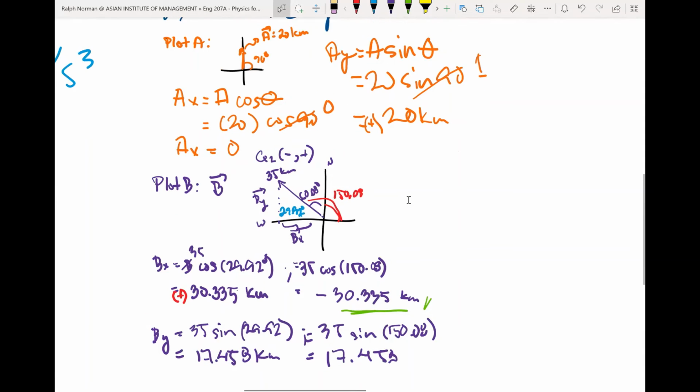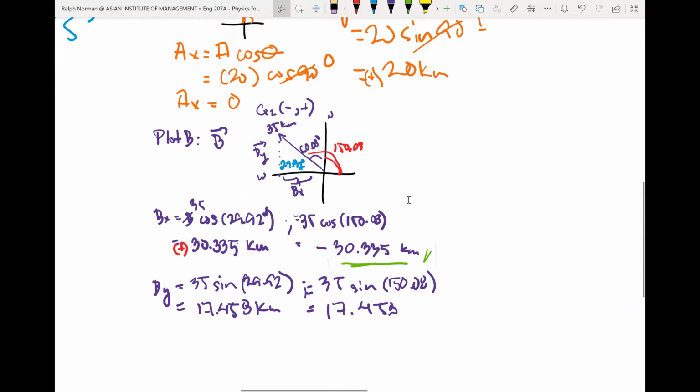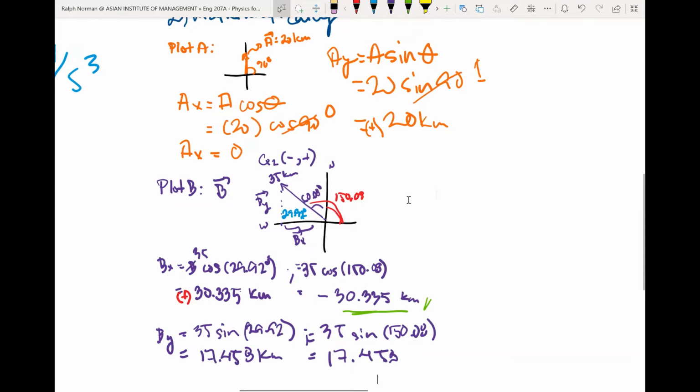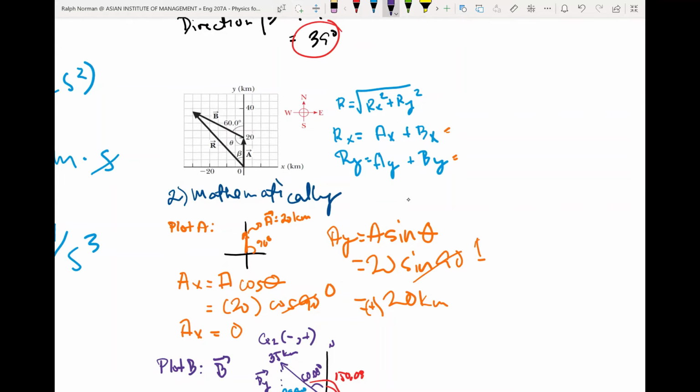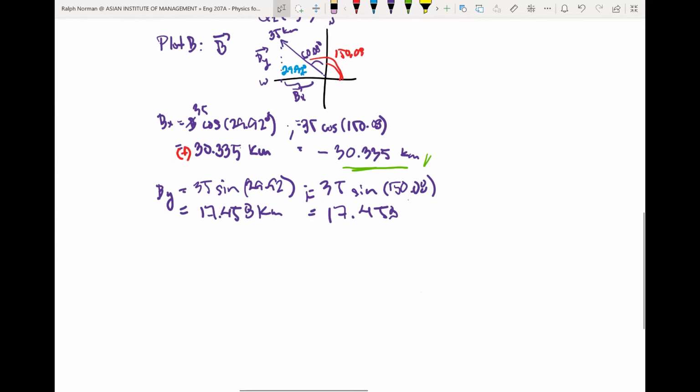Okay, so what now? We already have your x and y component ng A. We already have your x and y component ng B. All we have to do is just plug and play this particular equation. Okay, so let's just use that again. And pwede natin actually diretso yun na eh. So solve for R, basically.